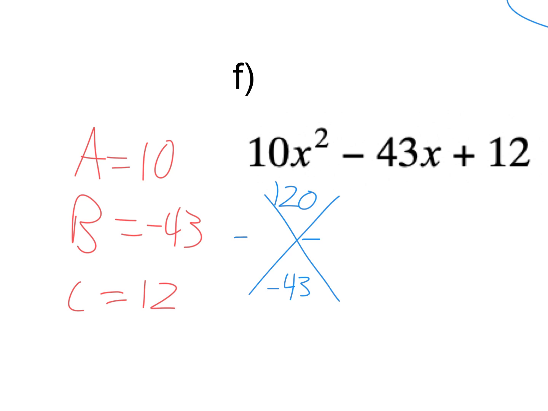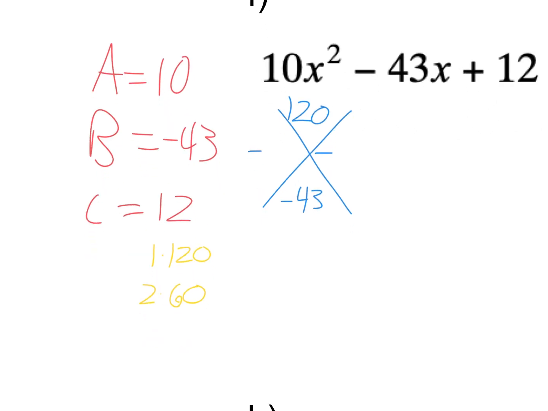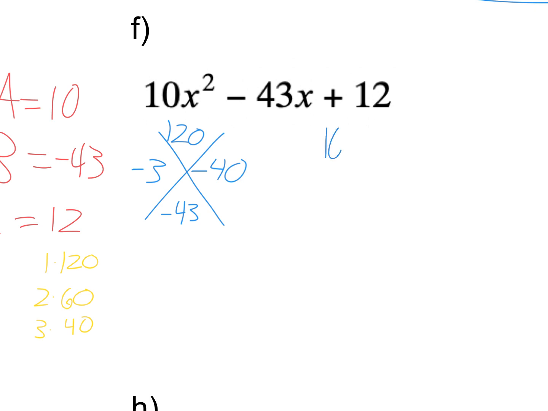So for this one, I really think we should just list out some factors. So we have 1 times 120. I don't think that one's going to work. 2 times 60. I don't think that one's going to work. Let's keep going. 3 times 40. I think that might work. If we add negative 3 and negative 40, I think that gets us negative 43. So I think we finally found our numbers. So negative 3 and negative 40. So now we can rewrite our expression.